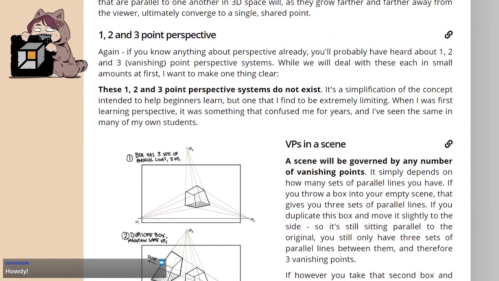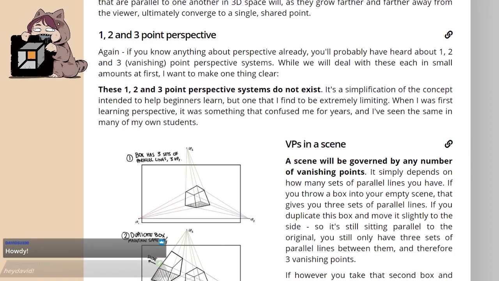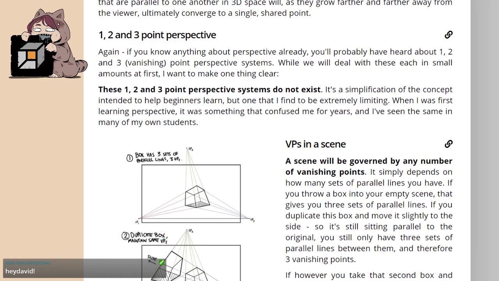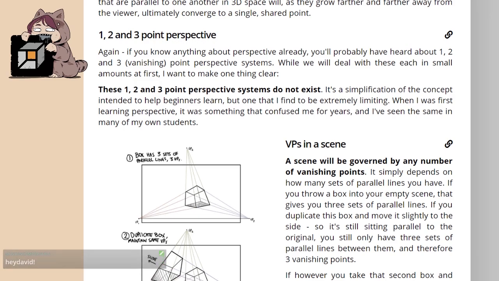So, 1, 2, and 3 point perspective. Again, if you don't know anything about perspective already, why are we here? I messed that up. It's fine. I'll just read it again.